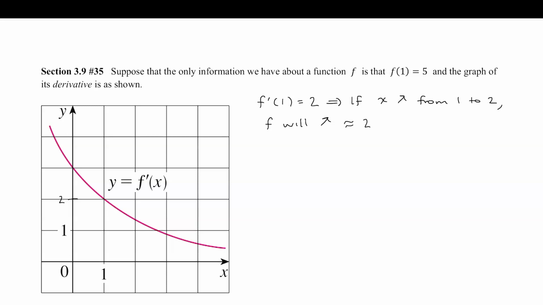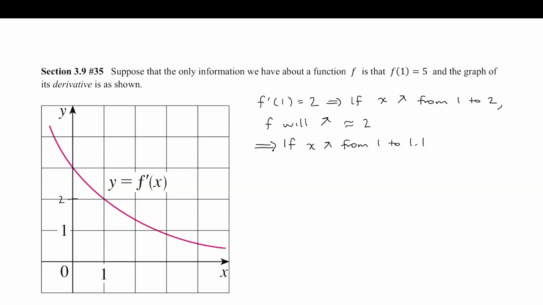And the fact that f prime of 1 equals 2 means if x increases from 1 to 2, so if x goes up by 1, f will increase by about 2. That's part of what the derivative means. That is the rate of change of f when x equals 1. We can interpret it sort of like a linear slope, except we realize that 2 is the approximate change in f when x increases by 1.